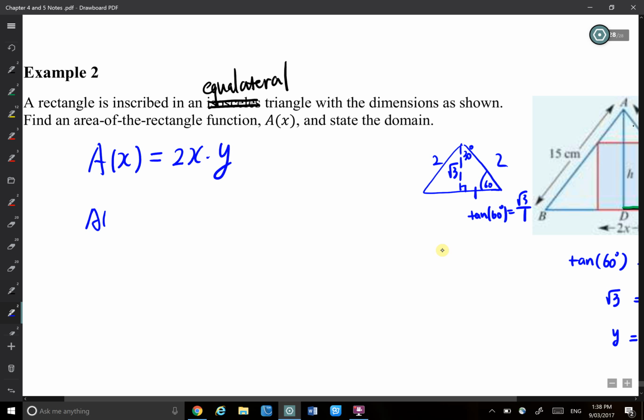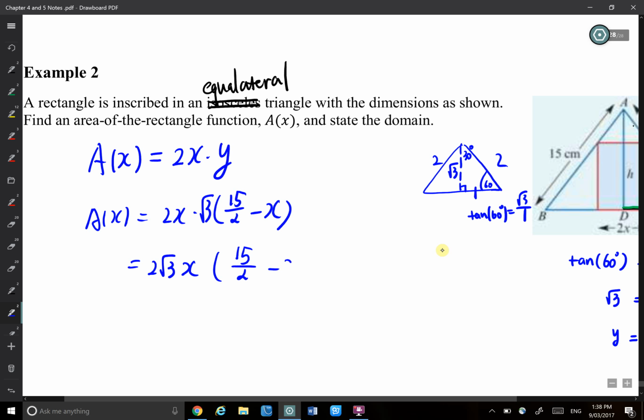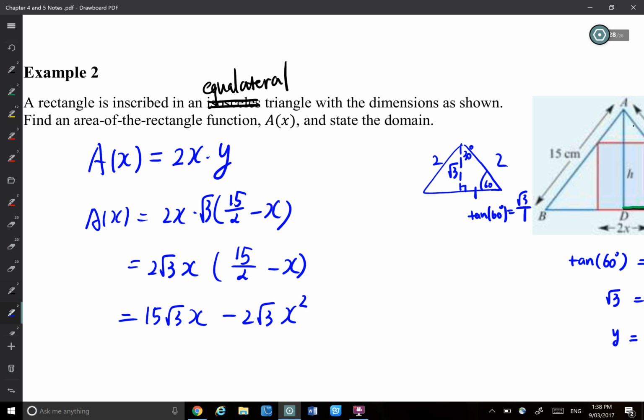So let's come back to here. A(x) will be 2x times root 3 times 15 over 2 subtract x. So it's 2 root 3 x times 15 over 2 minus x, and that will be 15 root 3 x minus 2 root 3 x squared. Expand the bracket.